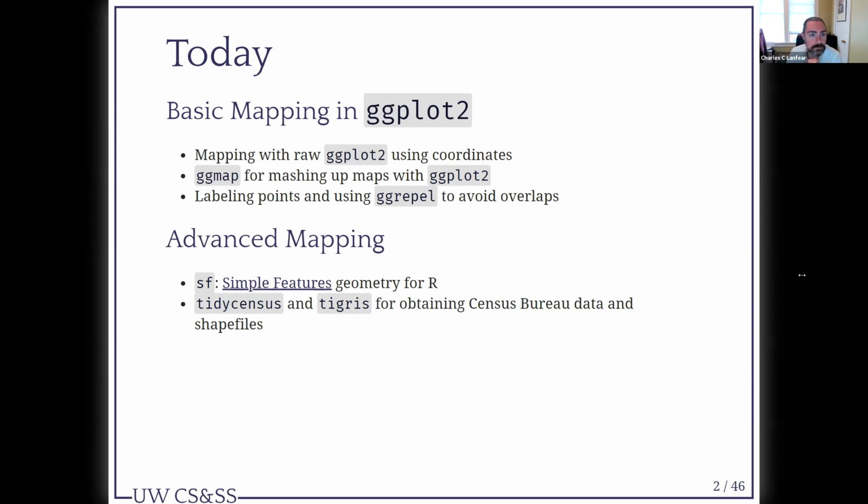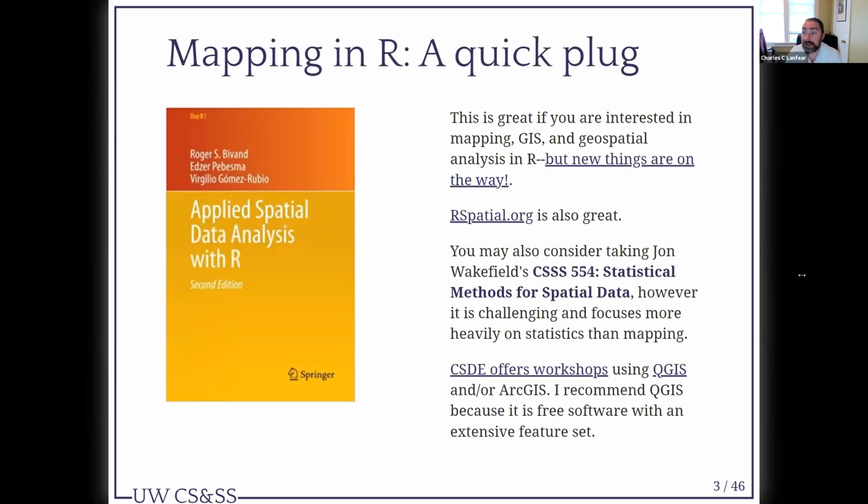Okay. So before I get started, I want to give you a quick plug here. This book right here, Applied Spatial Data Analysis with R by Bivand, Pebesma and Gómez-Rubio, is a classic in the world of programmatic mapping and geostatistics. This is one of those key books that is a really good thing to have on your shelf if you're going to get hard into spatial statistics, spatial data analysis.